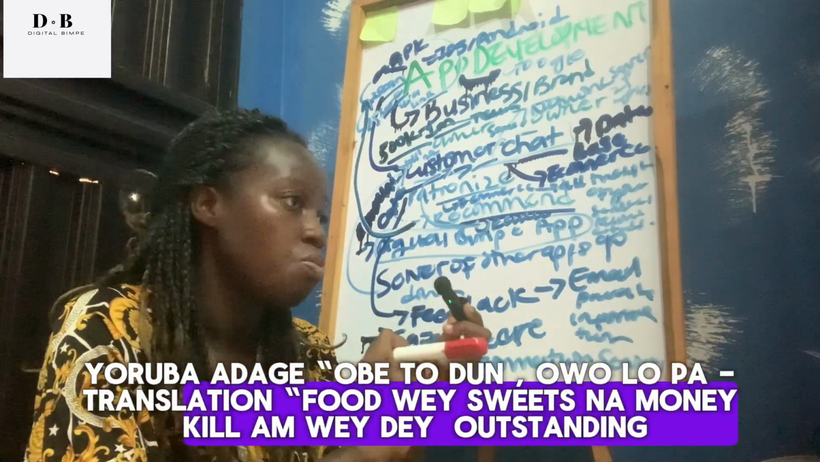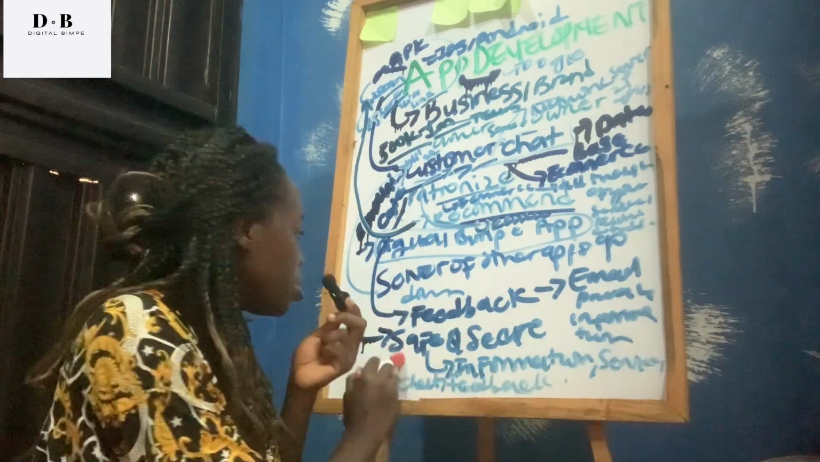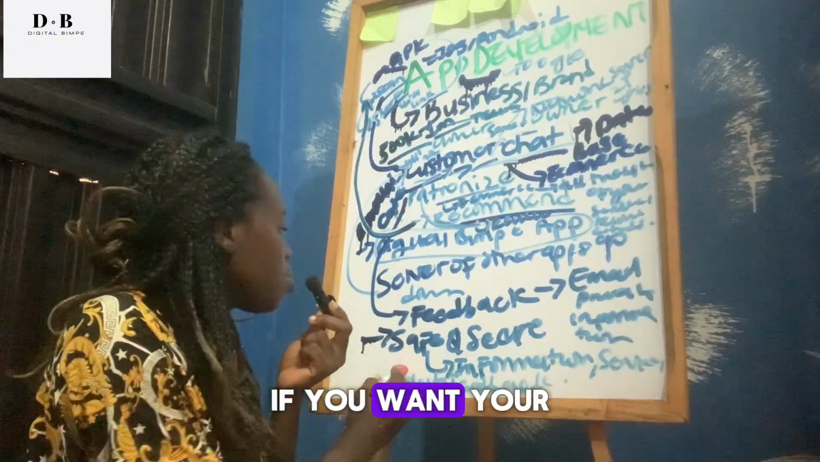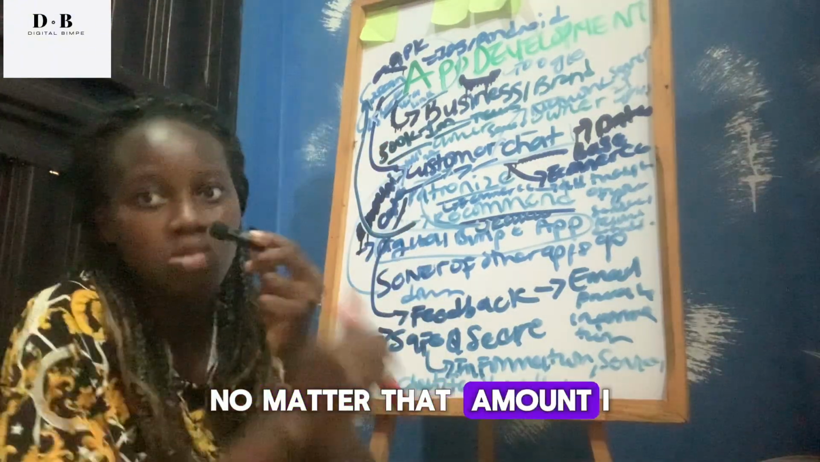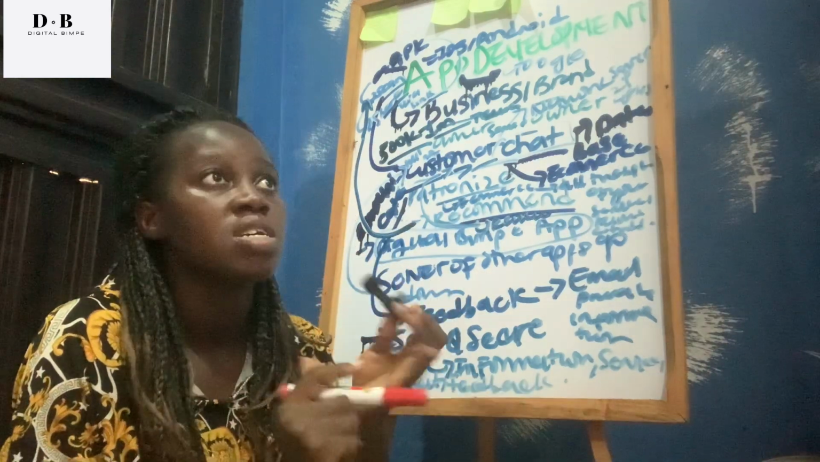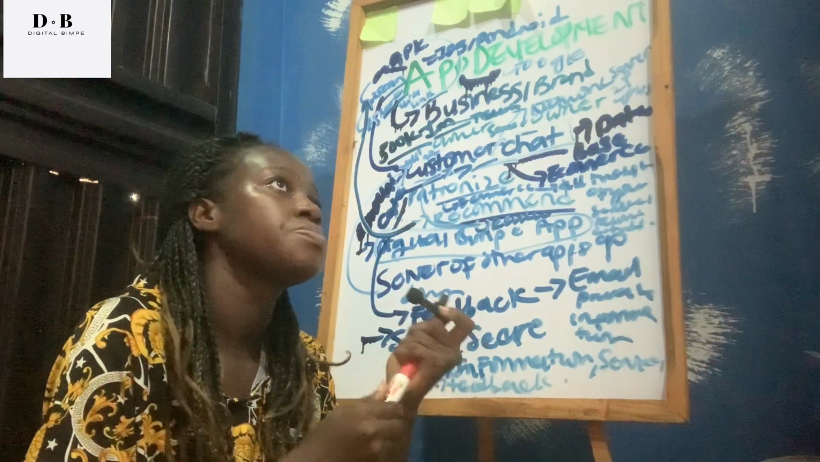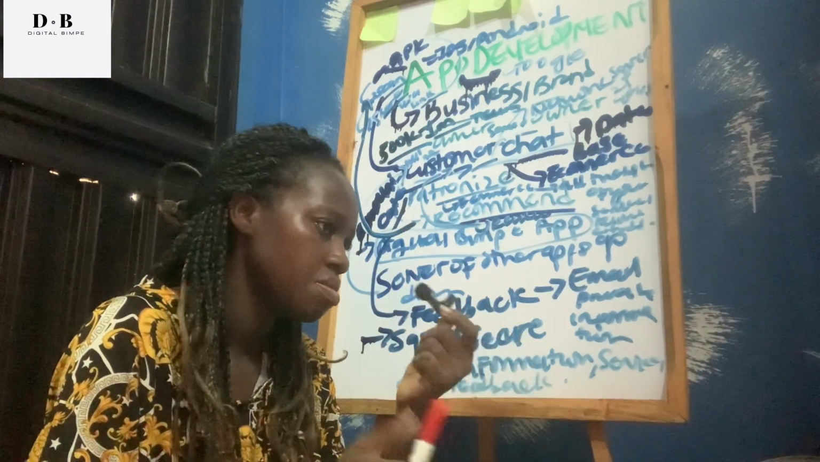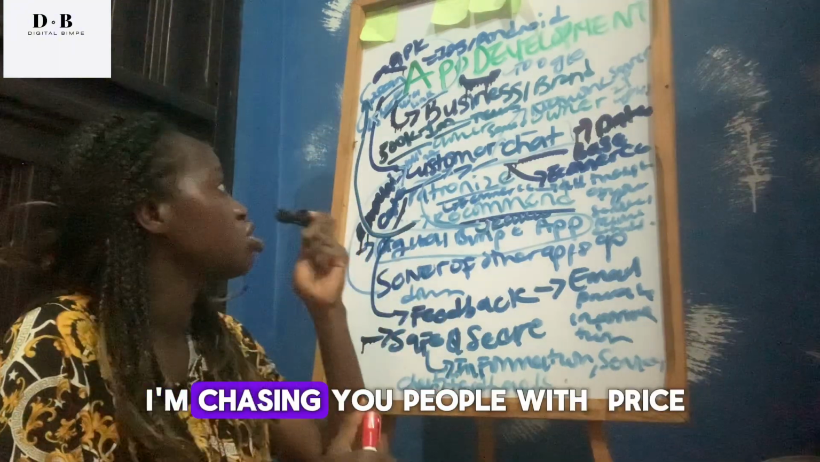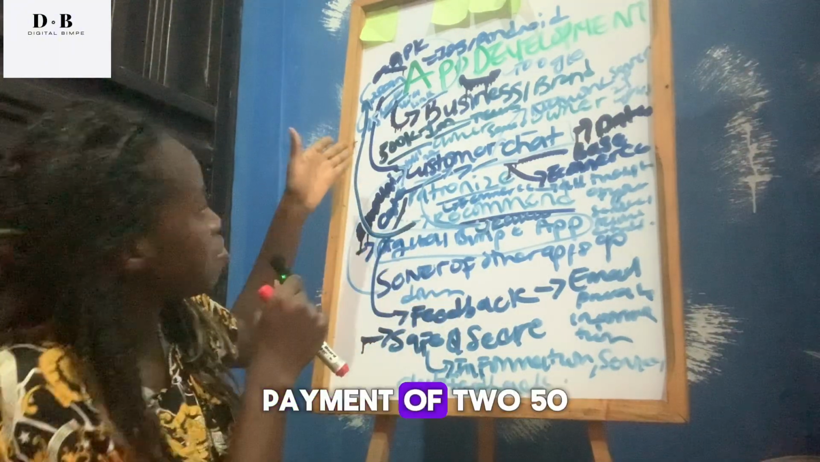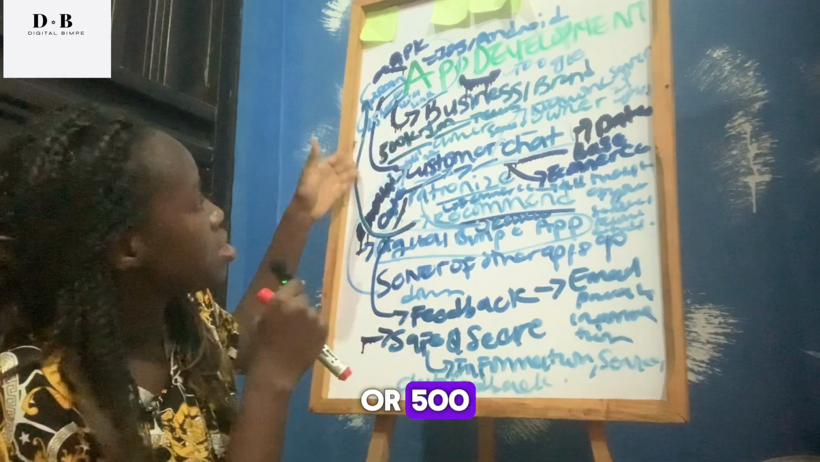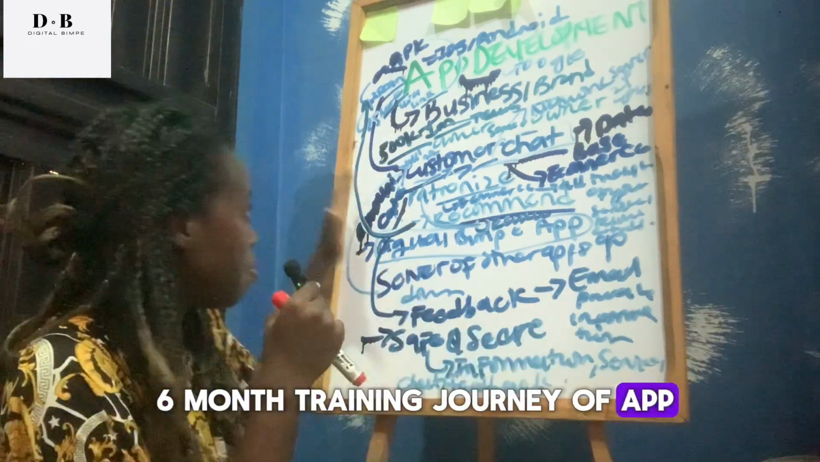Only brands that are standing, where they're unique, money will kill them. So if you want your brand to be outstanding, to be unique, I will recommend you patronize it, no matter that amount. And so that it will not look like I'm chasing you people with price, for training, I could do installment. You could pay a half payment of 250 or 500, and we start your 6-month training of app.